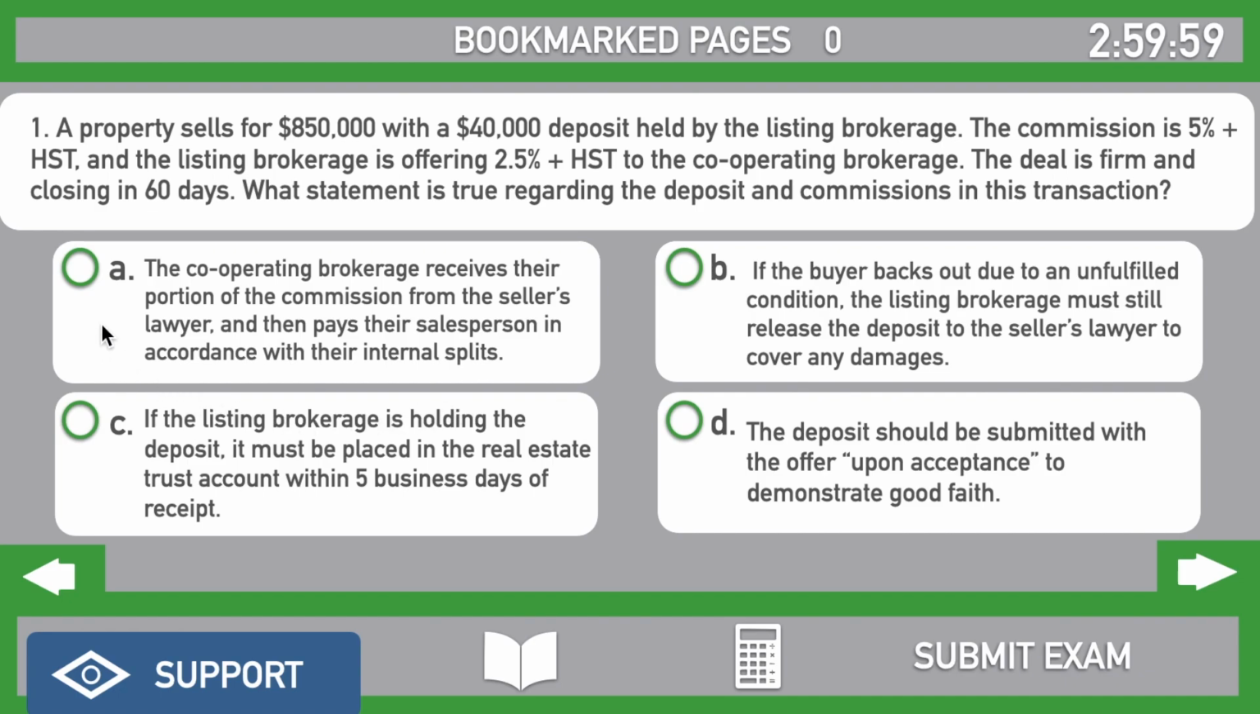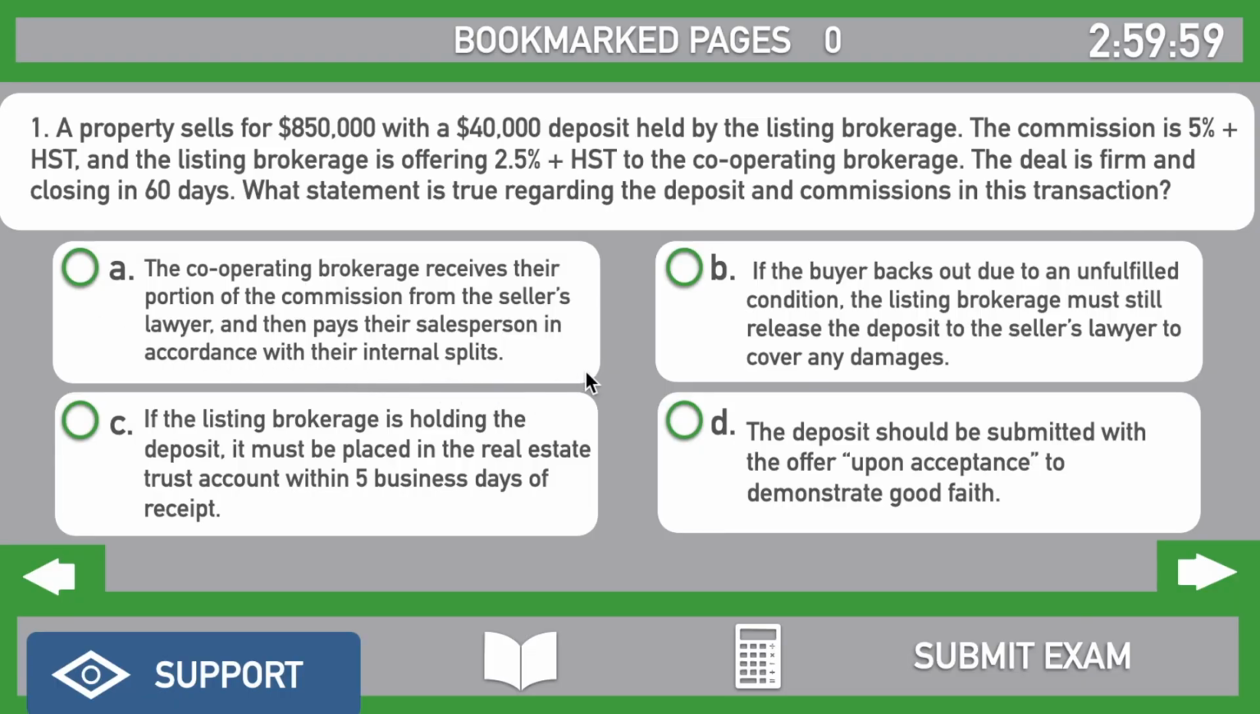Okay, A. The cooperating brokerage receives their portion of the commission from the seller's lawyer and then pays their salesperson in accordance with their internal splits. This is incorrect. The seller's lawyer will actually pay all of it to the listing brokerage. Then the listing brokerage will submit the portion that it's owed to the cooperating brokerage as per the 320, as per the confirmation of cooperation and representation.